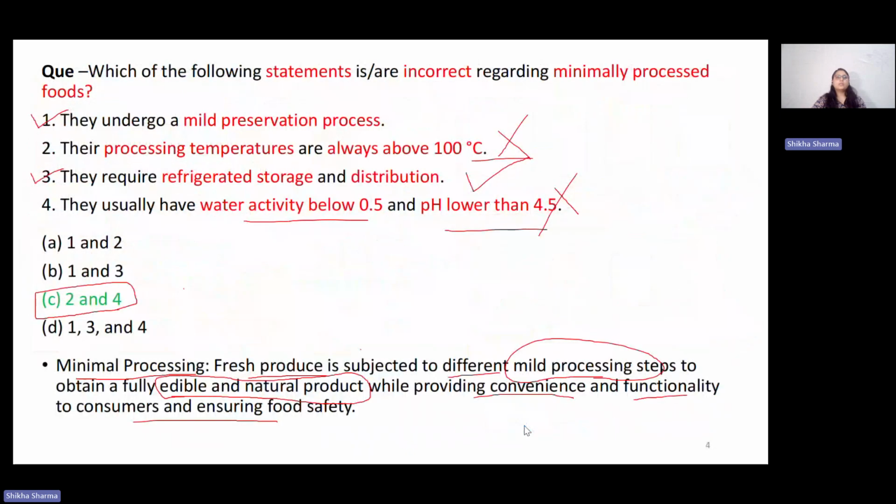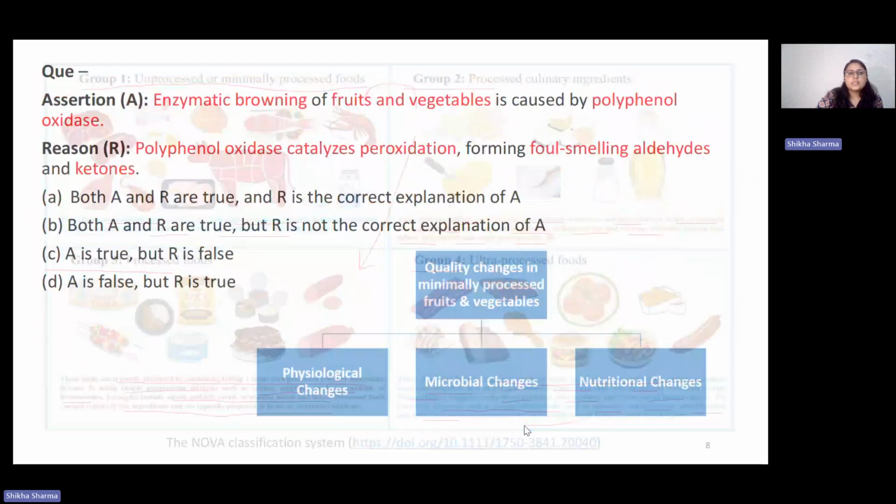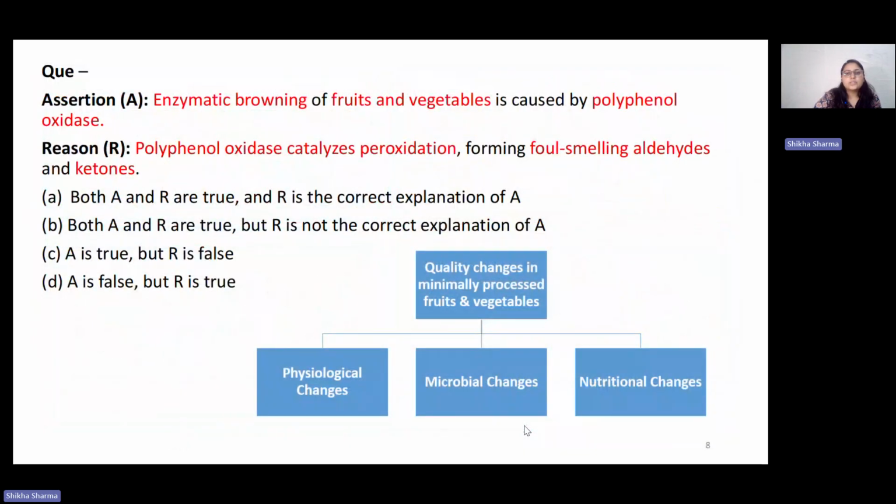Okay, so in the previous question for the minimally processed food product, we are keeping the food product in the minimal processed state. So statements 2 and 4 are false and statements 1 and 3 are true. Okay, let's discuss the next question, which is an assertion and reason type question about the enzymatic browning process.